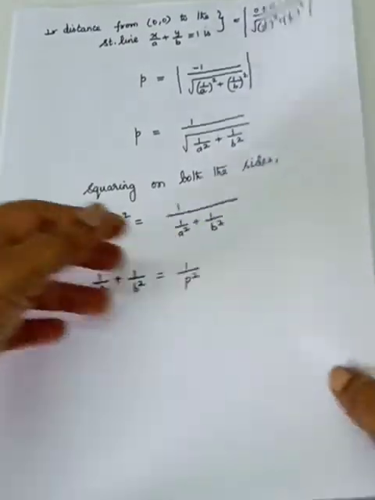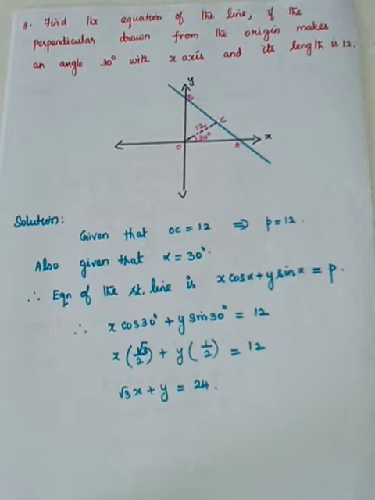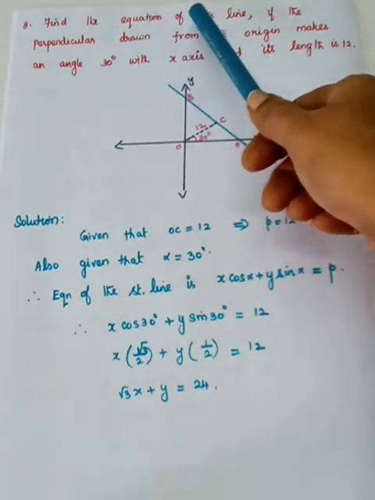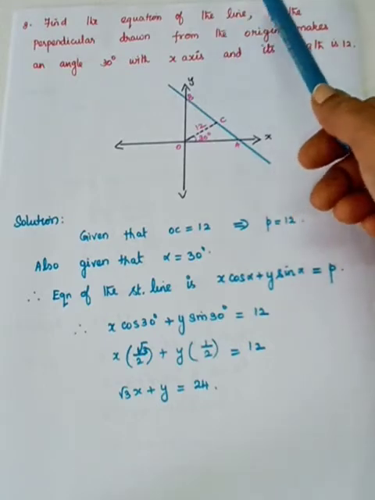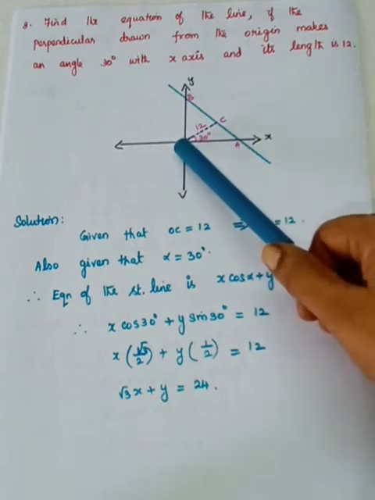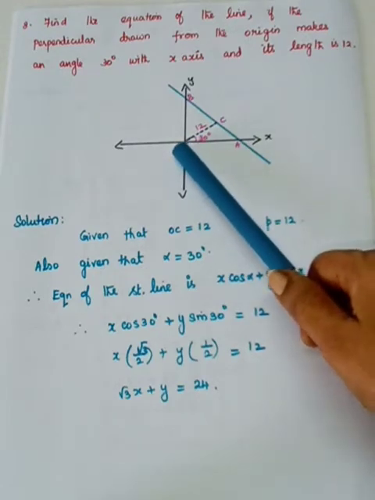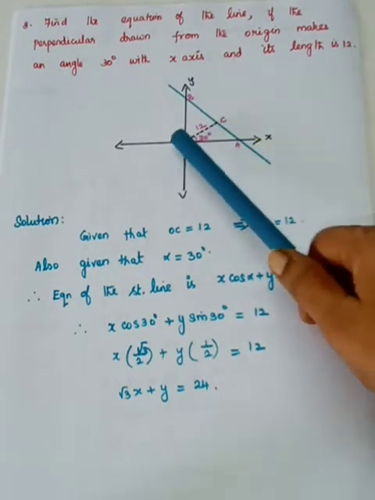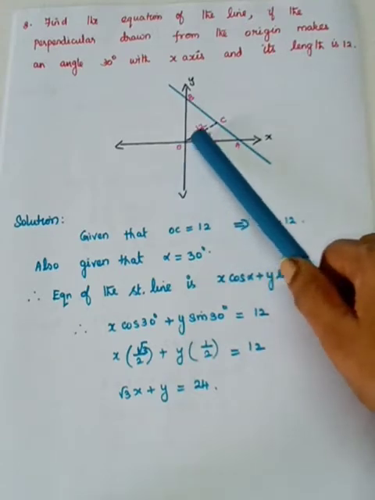Okay, we are coming to problem number 8. Find the equation of the line if the perpendicular drawn from origin makes an angle of 30 degree with the x-axis and its length is 12. Okay, see now we have to find the equation of the line. What is it? If the perpendicular is drawn from origin, this is the straight line. So the perpendicular drawn from origin to the line.